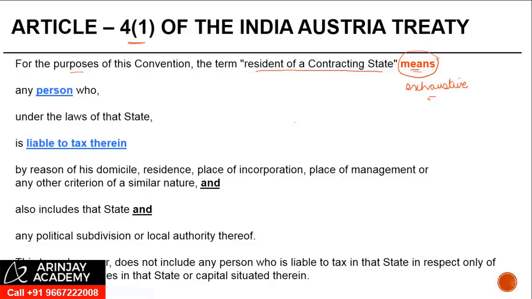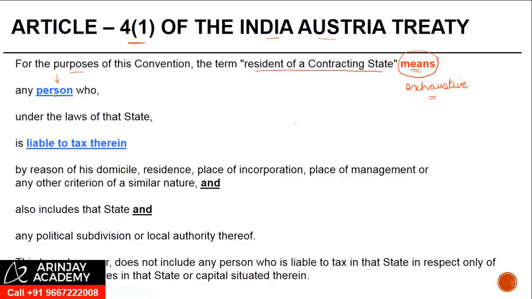right? Which means that if you are covered as a resident by virtue of application of this provision, then you are a resident of India or Austria, as the case may be, or of the two treaty partners. But if you are not, then you cannot import the meaning of a resident under the domestic laws to reach a conclusion that you are a resident of one of these countries.